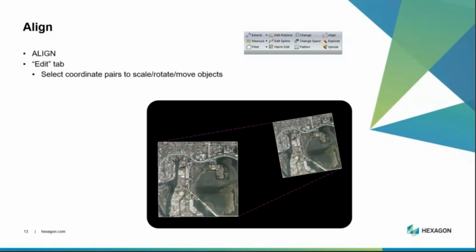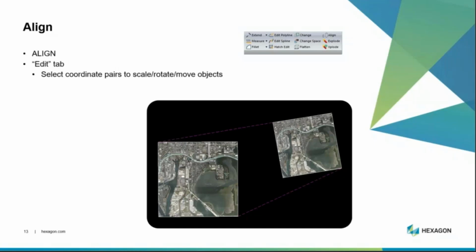One last command here that's useful with this imagery that I wanted to touch on is the align command. And this is available on the edit tab. You can see it in the top right of that tab that I've got shown there. This will allow you to select coordinate pairs to scale, rotate, and move objects. This is not only applicable to imagery, you can use this with other objects, but it is very, very handy with the imagery.